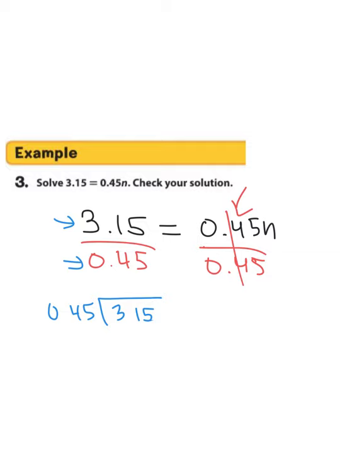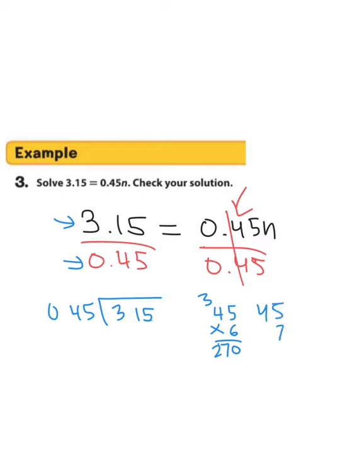I could guess, at least 6 times. Let's try it. 45 times 6, let's see what we get. All right, 5 times 6 is 30, so I'm going to carry the 3, have my 0 down there already. 6 times 4 is 24, plus 3 is 27, that's 270. I think I could fit it in there one more time.